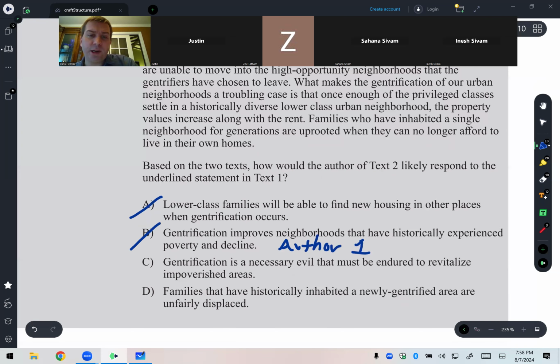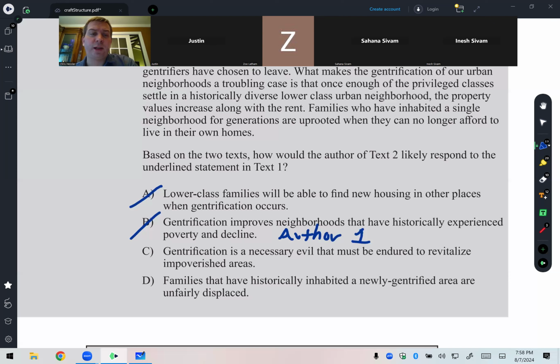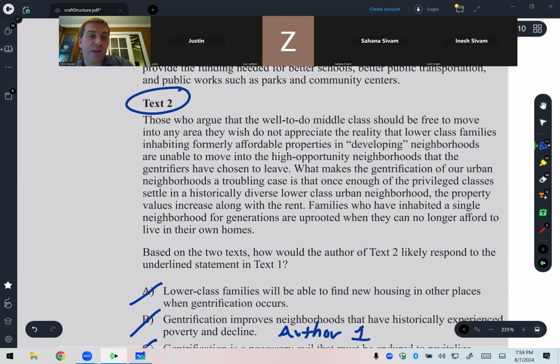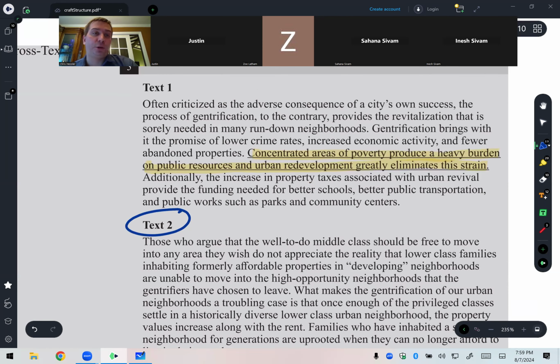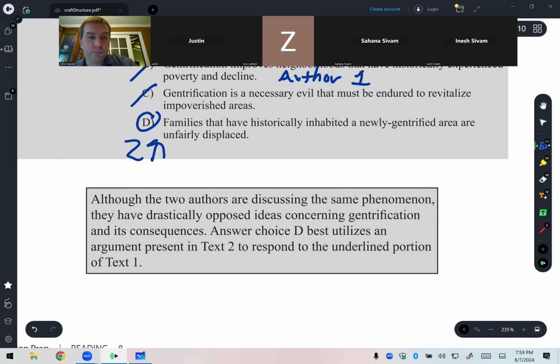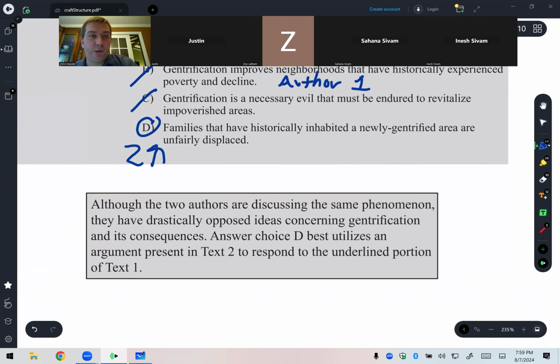C, gentrification is a necessary evil that must be endured to revitalize impoverished areas. That's something that the first author may agree with, not author 2. Author 2 would say this. Families that have historically inhabited a newly gentrified area are unfairly displaced. That's what our second author would agree with. So just keep in mind, this is a very common type of question. They like to ask you, okay, what would author 2 say about this statement from author 1? All right, so that one was D.